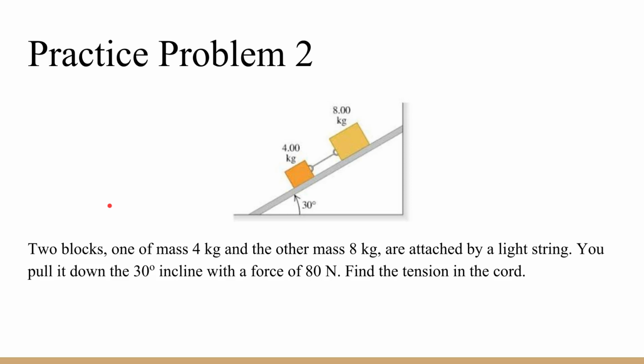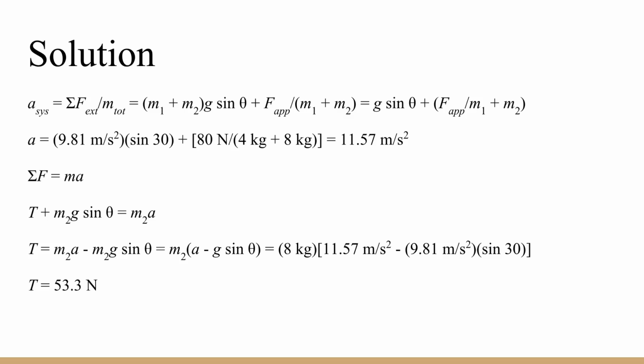So here's another practice problem. Two blocks, one of mass 4 kilograms and the other mass 8 kilograms are attached by a light string. You pull it down the 30-degree incline with a force of 80 newtons. Find the tension in the cord. If you want to find the tension in the cord, first, we're going to use our new formula here. It will hopefully make things very easy for us.